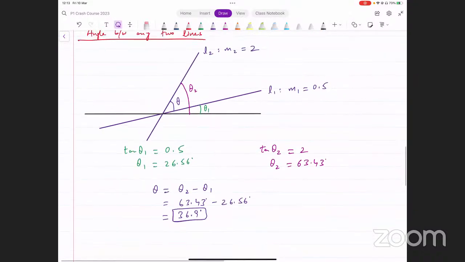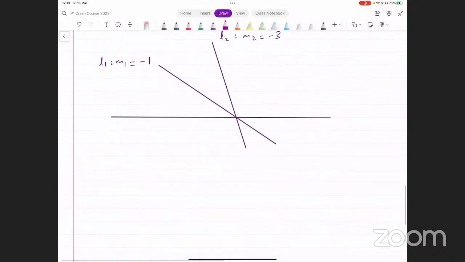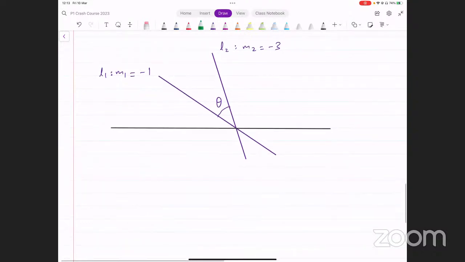Let me use different colors for this again. So what we're looking for is this angle theta. That's what you want to figure out. All right. Now, how do we start? Again, find theta 1 and theta 2. Okay, so theta 1 would be this angle, and theta 2 would be this angle.